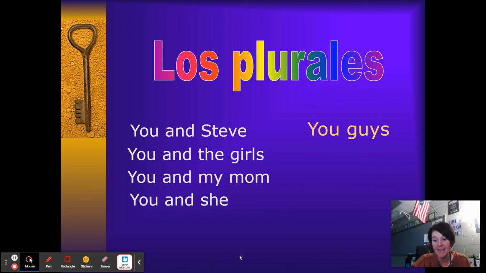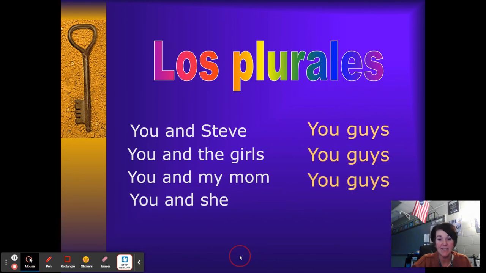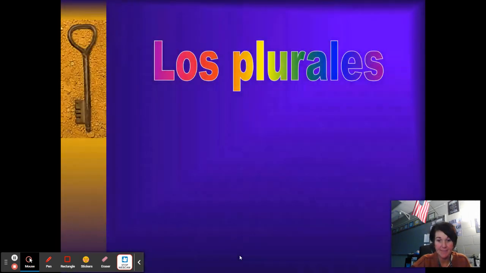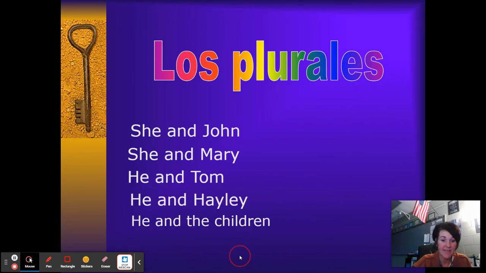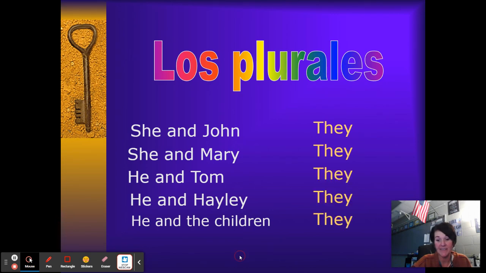Now remember, in Spanish that we're learning, we do not have a direct correlation to you guys that would match up in the chart directly across. And so that'll make more sense in a minute. So these are all going to be you guys. She and John, she and Mary, he and Tom, he and Haley, and he and the children. Those are all going to result in a subject plural pronoun of they.